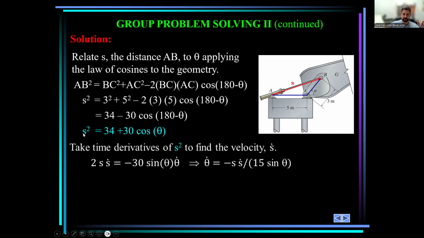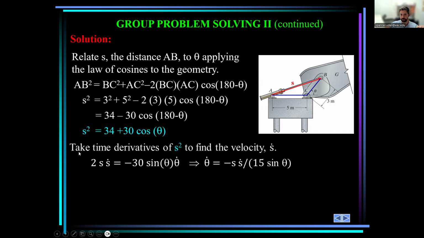So if you take d/dt of s squared, you would get 2s, but then s is a function, so we have to do the time derivative of s, which is s dot. You could also make that a v, whatever you want to do. And then the time derivative d/dt of the right side. 34 becomes 0. 30 cosine theta becomes negative 30 sine theta. But theta is a function inside of the cosine function, so that triggers a chain rule. So we've got to multiply it by the inside function time derivative, which would be theta dot. And theta dot's what we're looking for. So let's go ahead and solve it for that, right? That is omega, theta dot.